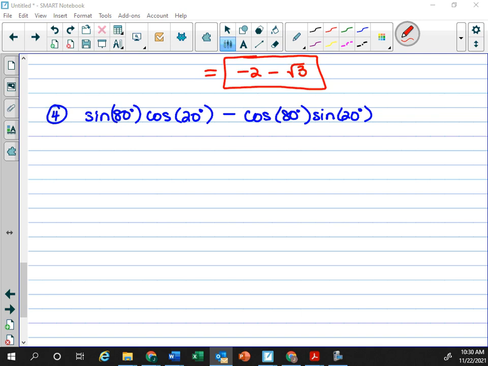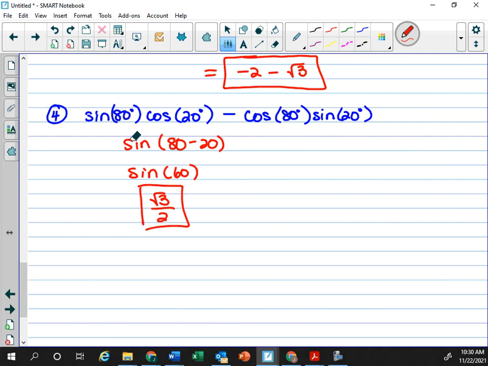Okay, we're kind of working backwards on this one. So do you guys recognize one of the formulas here? It's the sine formula, good. Okay, sine of 80 minus 20, which is 60. We like those, don't we? We're just working backwards there, okay?